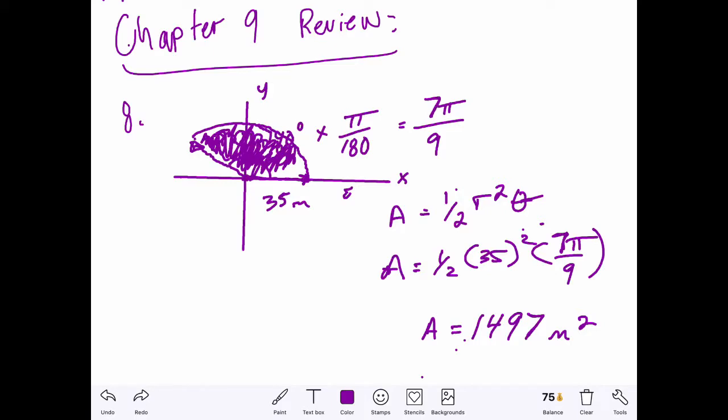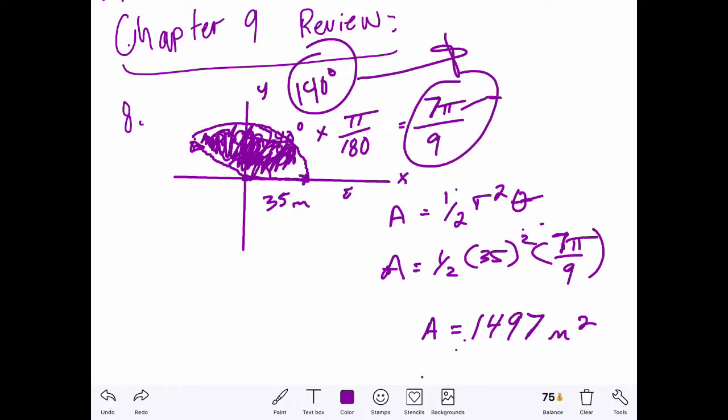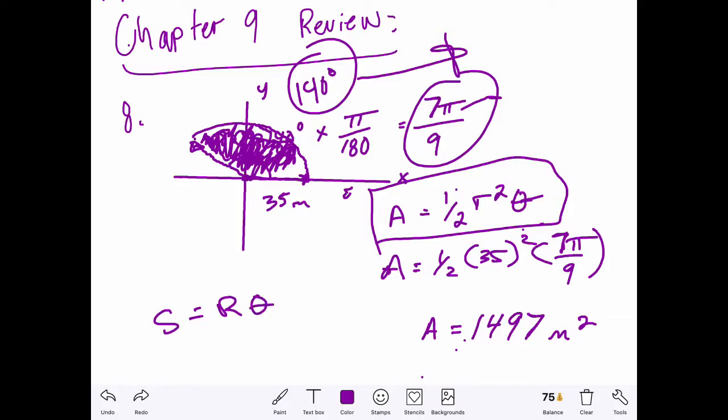is 1497 square meters. Okay, and that's with the radius of 35 and moving through 140 degrees. But remember, we have to convert these to radians, so we did that first to 7 pi over 9, and then it's just a matter of plugging in, right? And remember, for arc length, that would be S equals r theta, if we were working an arc length problem. But remember, theta has to be in radians, and then a radius here. Okay, so that should take care of number 8.